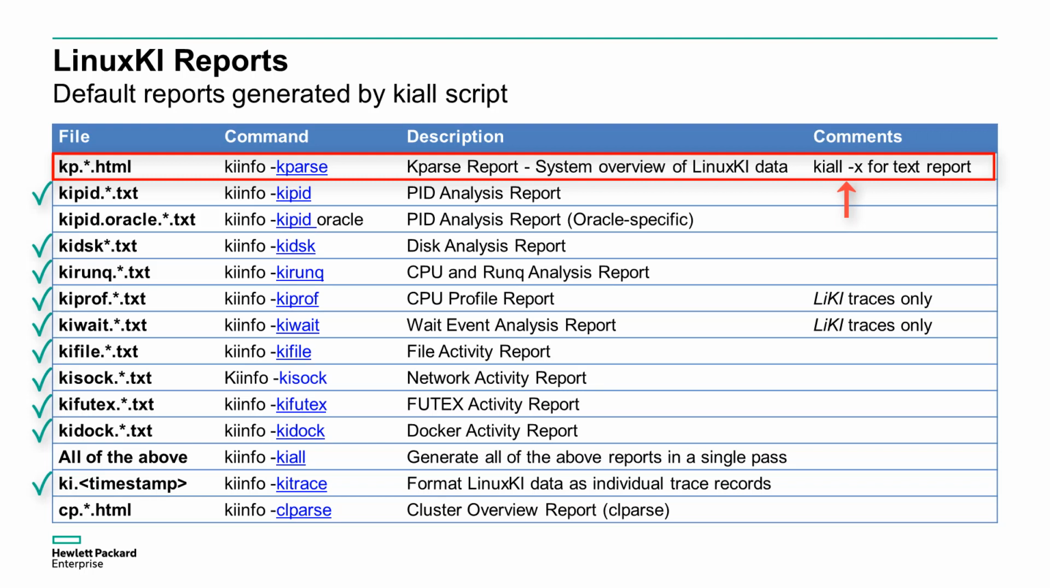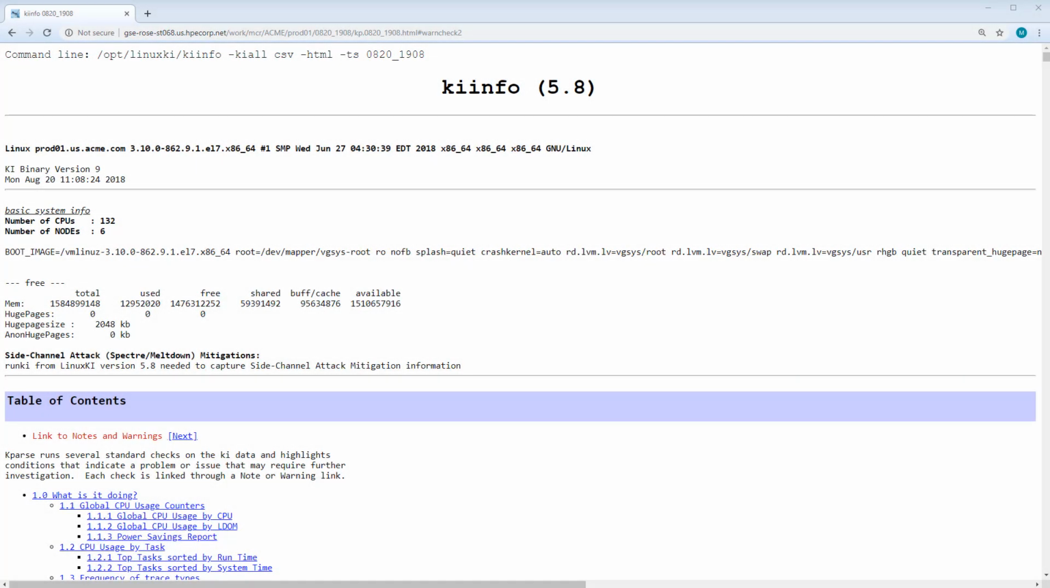Next, we'll take a look at a Kparse report from a customer system. At the beginning of the Kparse report, you'll find some basic information, including the command used to generate the report, as well as the version of KI-info. Note that this is the version of KI-info used to generate the report and not the version that was used to collect the data.